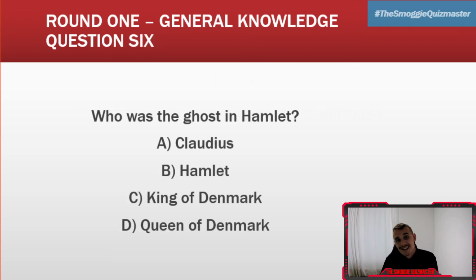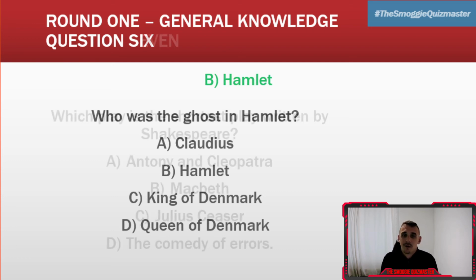And question 6. In Hamlet, who was the ghost? Is it A, Claudius, B, Hamlet, C, King of Denmark, or D, Queen of Denmark? It is Hamlet. So 3 Hamlets in a row. Could we go into a 4th?